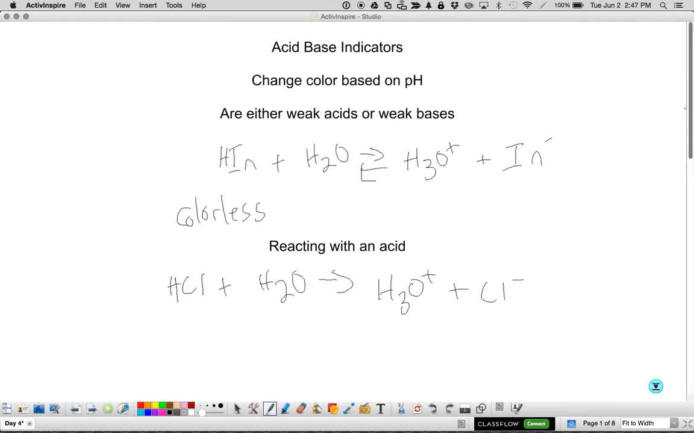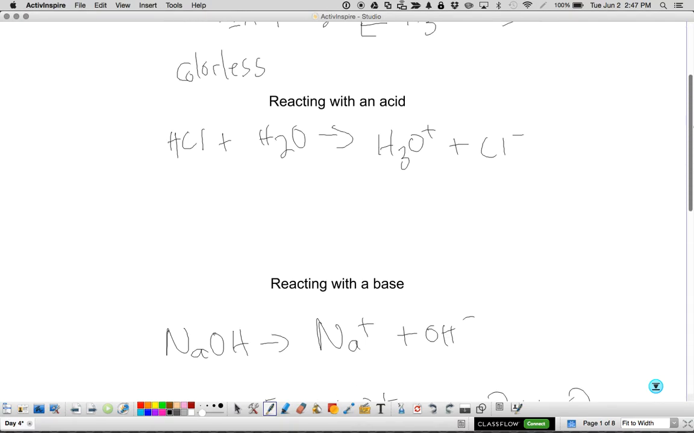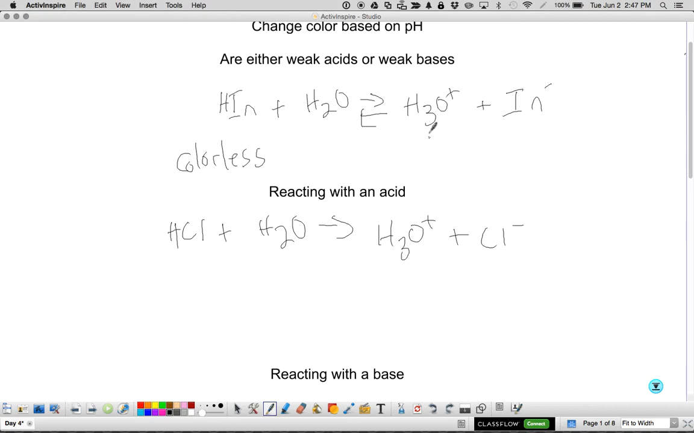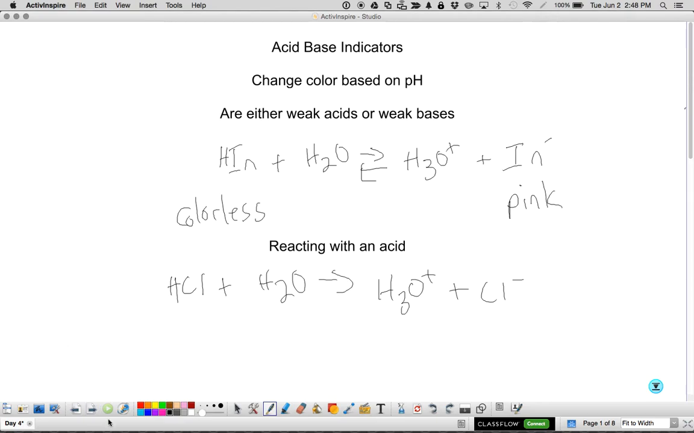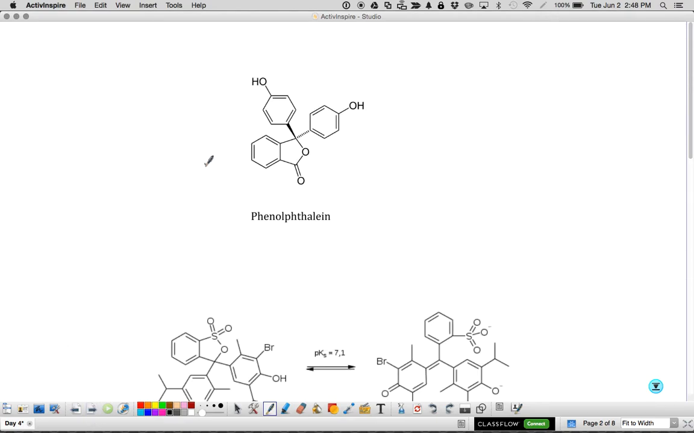Okay? So that, in effect, is going to take some of this H3O plus, and it's going to decrease the concentration of H3O plus, which means equilibrium is going to shift towards products because the concentration of this has gone down. That's my stress. Okay, so that's going to shift equilibrium this way, and the solution starts to turn pink, fuchsia. Okay, so that means that IN minus must be pink, and that's in general the way that these acid-base indicators work. So these things, like I said, are rather large molecules.